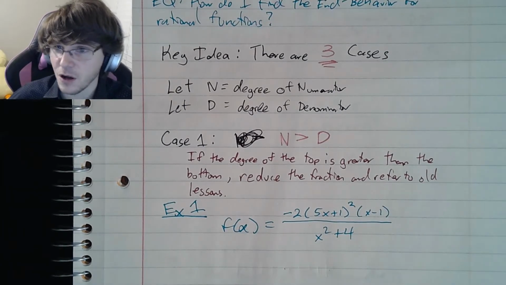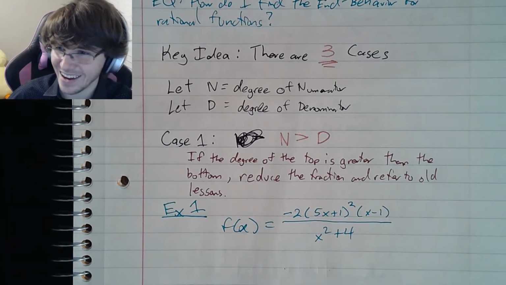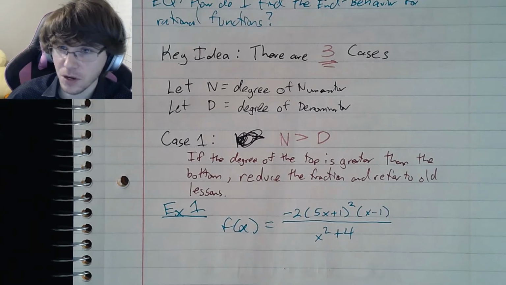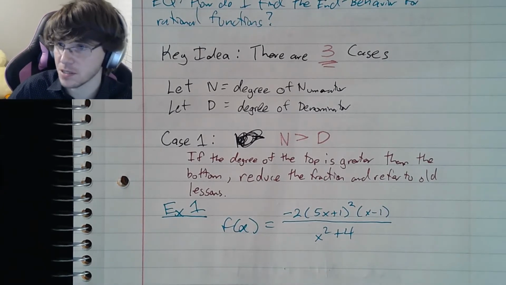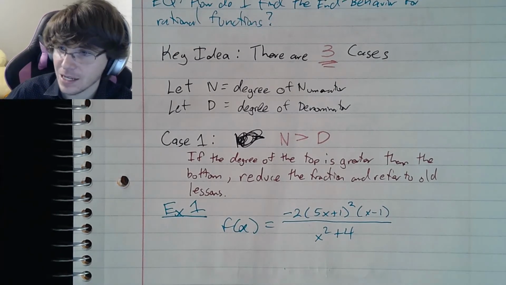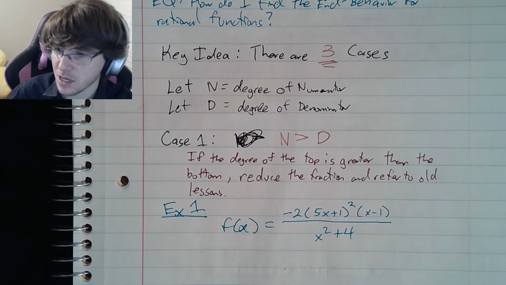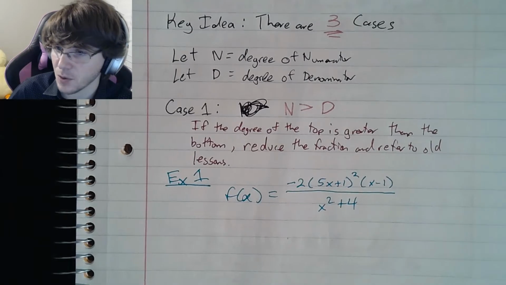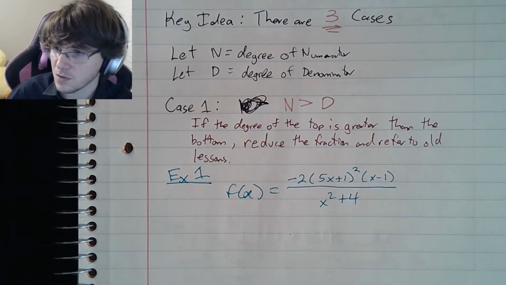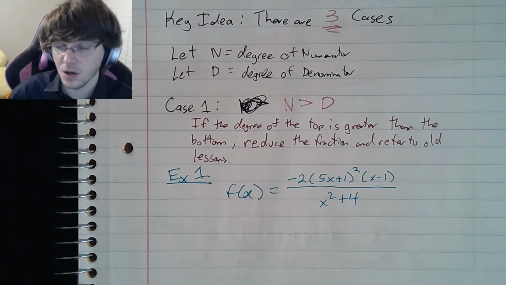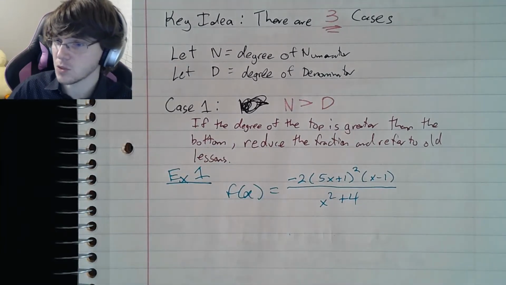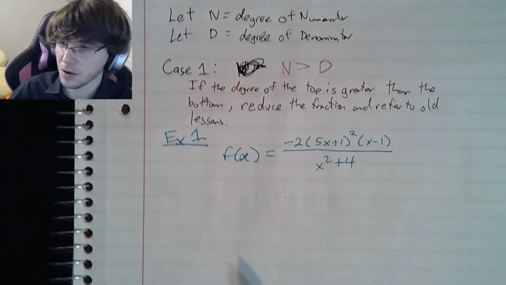And for all 3 of these cases, we're going to say let n be the degree of the numerator. So that's, again, that word from a previous lesson, polynomial degree. And let d be the degree of the denominator. So case number 1, the numerator degree is greater than denominator degree. So it says, if the degree of the top is greater than the bottom, reduce the fraction and refer to old lessons. Whoof.